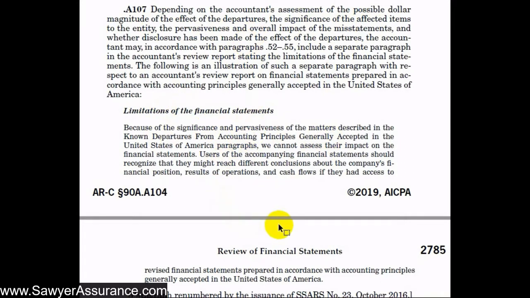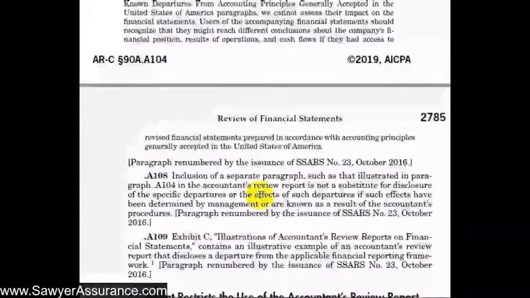And it could basically alert the users of the financial statements that, because of the known departures, and we can refer to the prior paragraph, because those departures are so significant and pervasive, we were unable to assess their impact, and that users of the financial statements should be wary of that fact and understand that their opinion of the company or the performance or the results might differ if the financial statements had been in accordance with the applicable financial reporting framework.